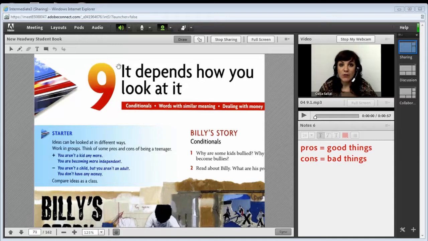Now please open your student's book on page 70. This is where you can find Unit 9, which is the first unit of your Intermediate 3 course. It depends how you look at it.